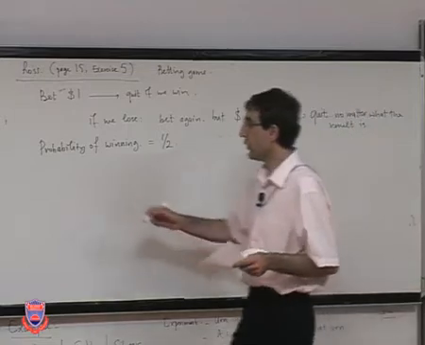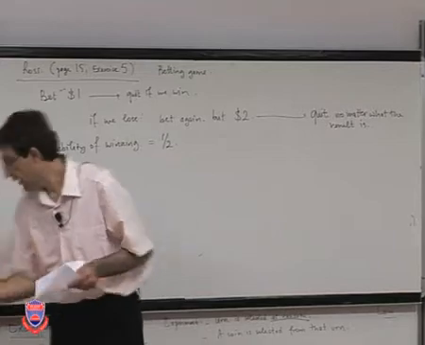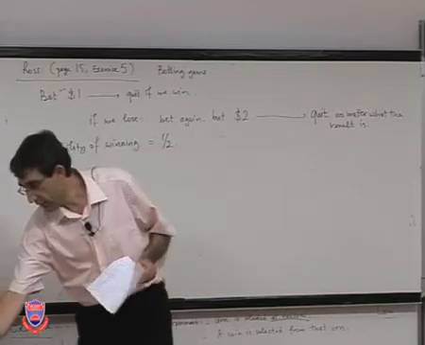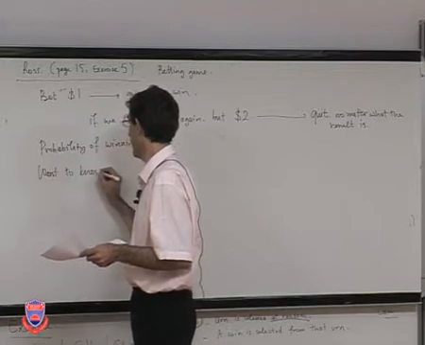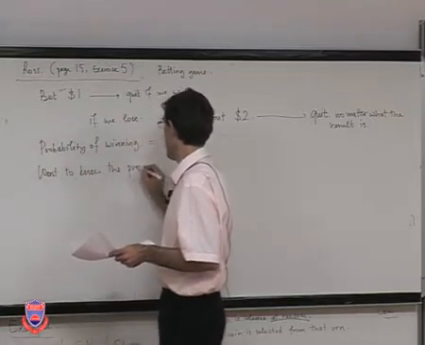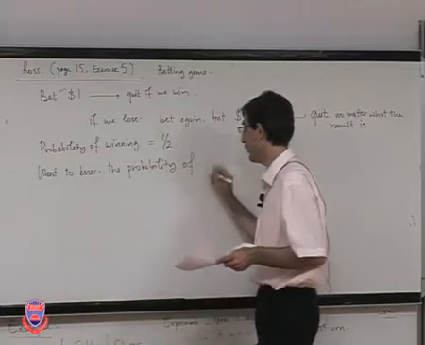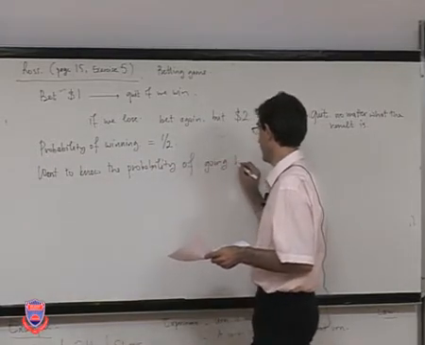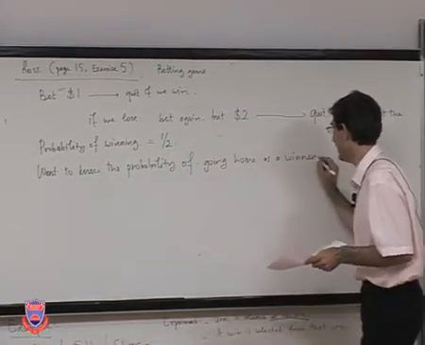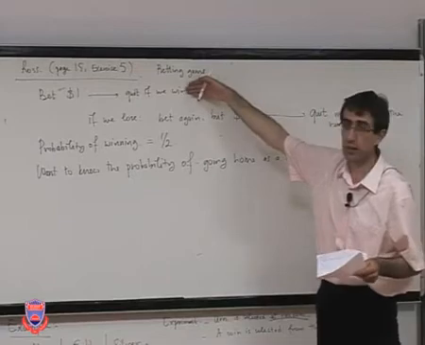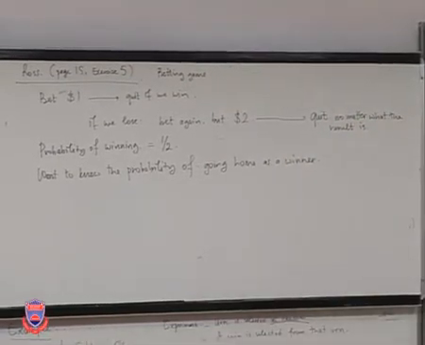Okay, and what do we want to know? We want to know the probability of going home as a winner. I write it like this because you may actually win the game right from the first stage, or if not, maybe in the second stage you have another chance.